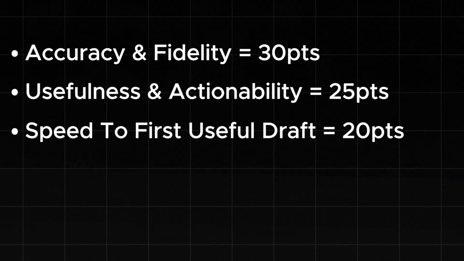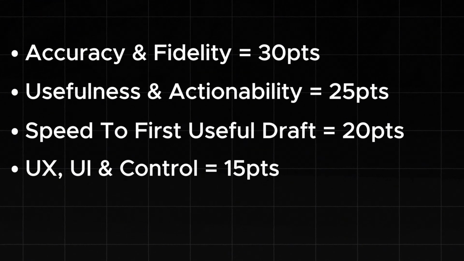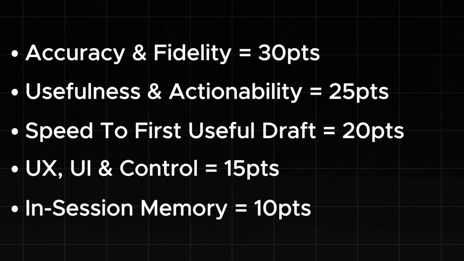Speed to first useful draft. So this just means how long does it take to get from us starting the conversation to that end result. The fourth thing is UX, UI, and control. How do I like the setup of the chatbots? How do I like how they work? And then the last one is the in-session memory. I want to see how much it uses that in-session memory to build upon as we continue chatting with the AI.